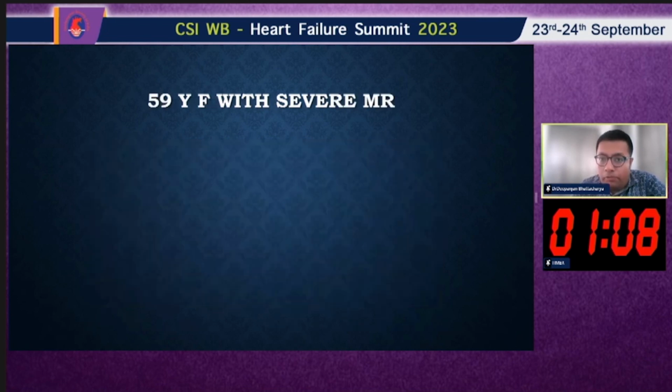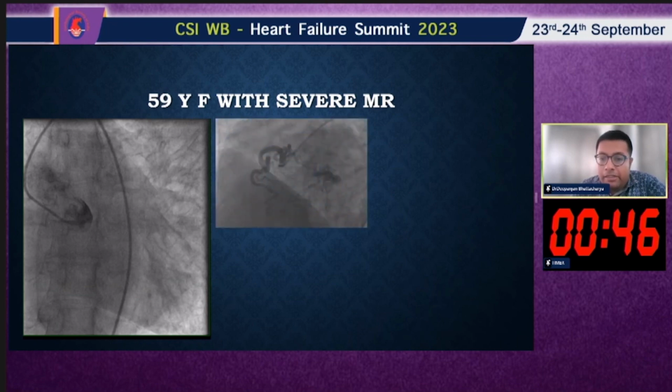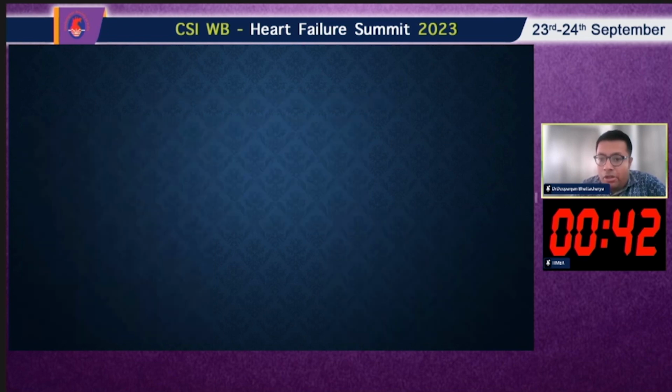So I'll just show one case which was really an eye opener for us. So we had a 59-year-old female with recurrent heart failure admissions. She was diagnosed as a severe MR and was planned for MVR. So she was taken up for a coronary angiogram prior to her surgery. However, we were surprised that when we took her for invasive angiogram, the LMCA was not seen anywhere. And we found that the RCA was tortuous and it was giving collaterals to the LAD.